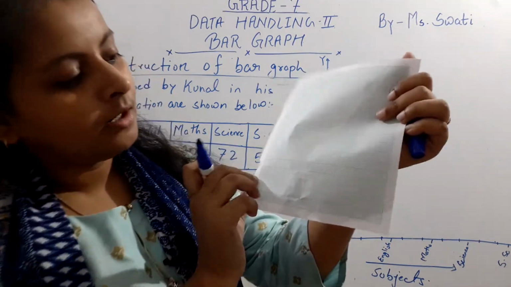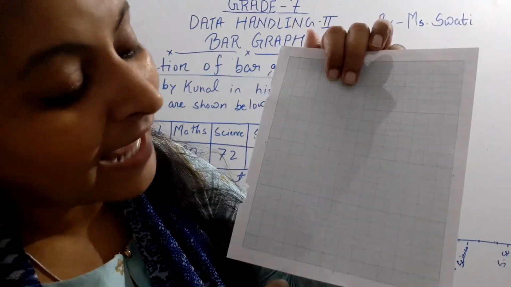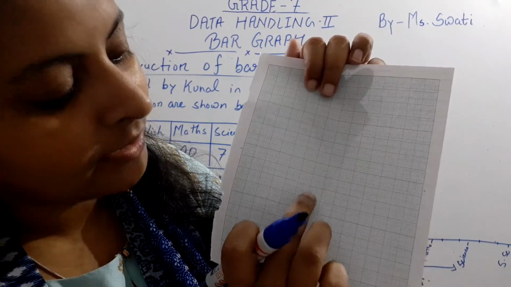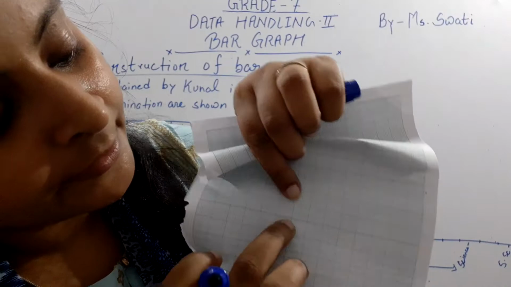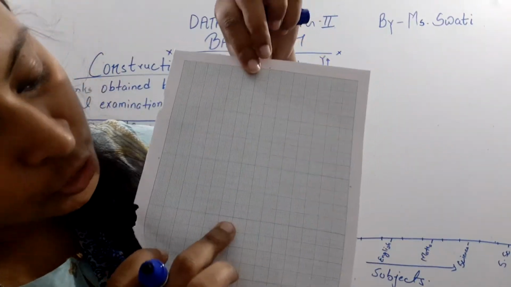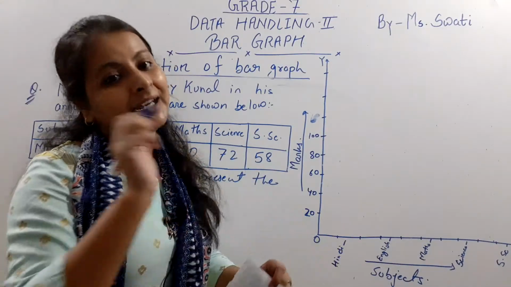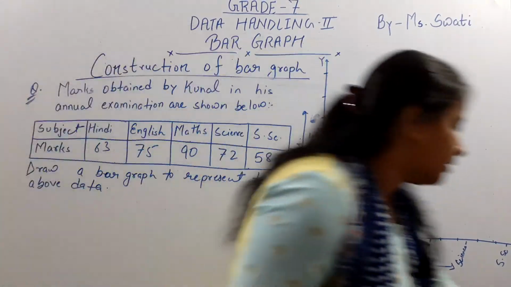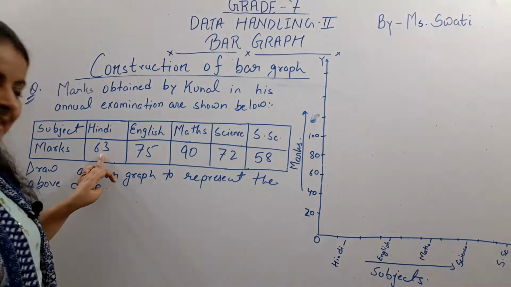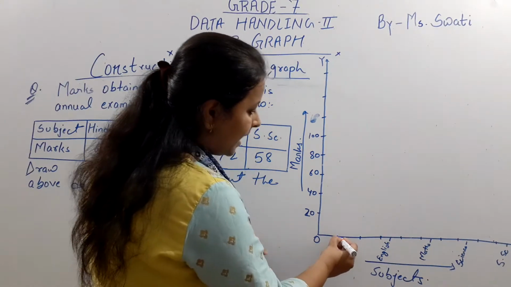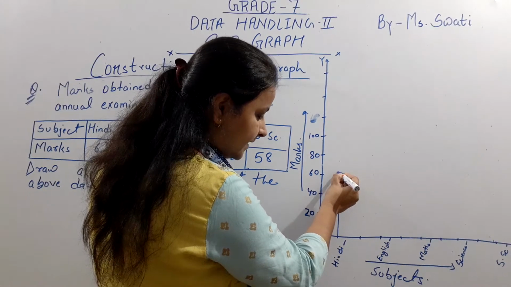Now you see here, one division is also divided into 10 small divisions. One small division is also divided into 10 small divisions. So, on a graph paper, it is very simple to mark the height of the data. Okay. So, in Hindi, what is the marks? 63. So, we have to mark 63. 63 is just above 60.